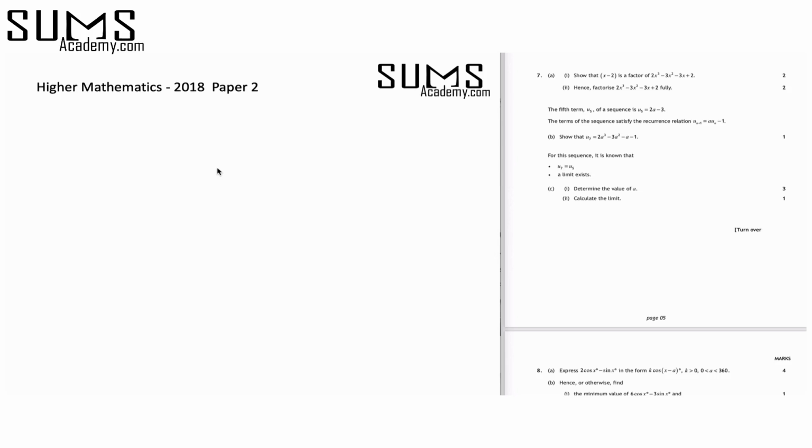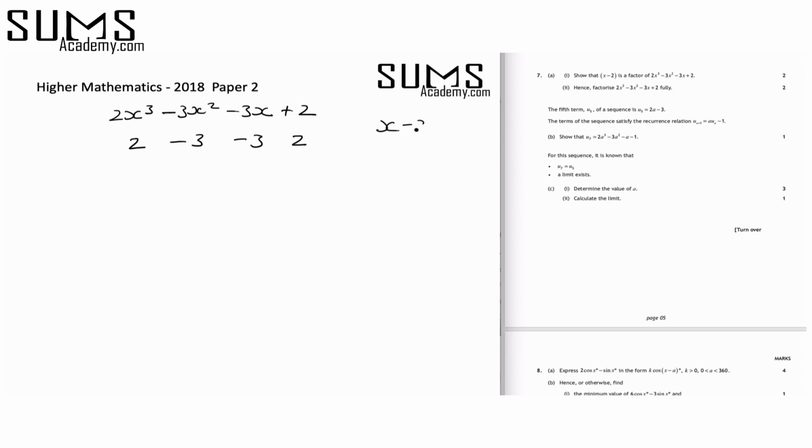So question 7. Show that x minus 2 is a factor of 2x cubed minus 3x squared minus 3x plus 2. So we're going to use synthetic division to solve this. So we start off by writing 2x cubed minus 3x squared minus 3x plus 2. Now you can take the factors out, so it's 2, minus 3, minus 3 and 2. Okay, and we're told that we want to show that x minus 2 is a factor.